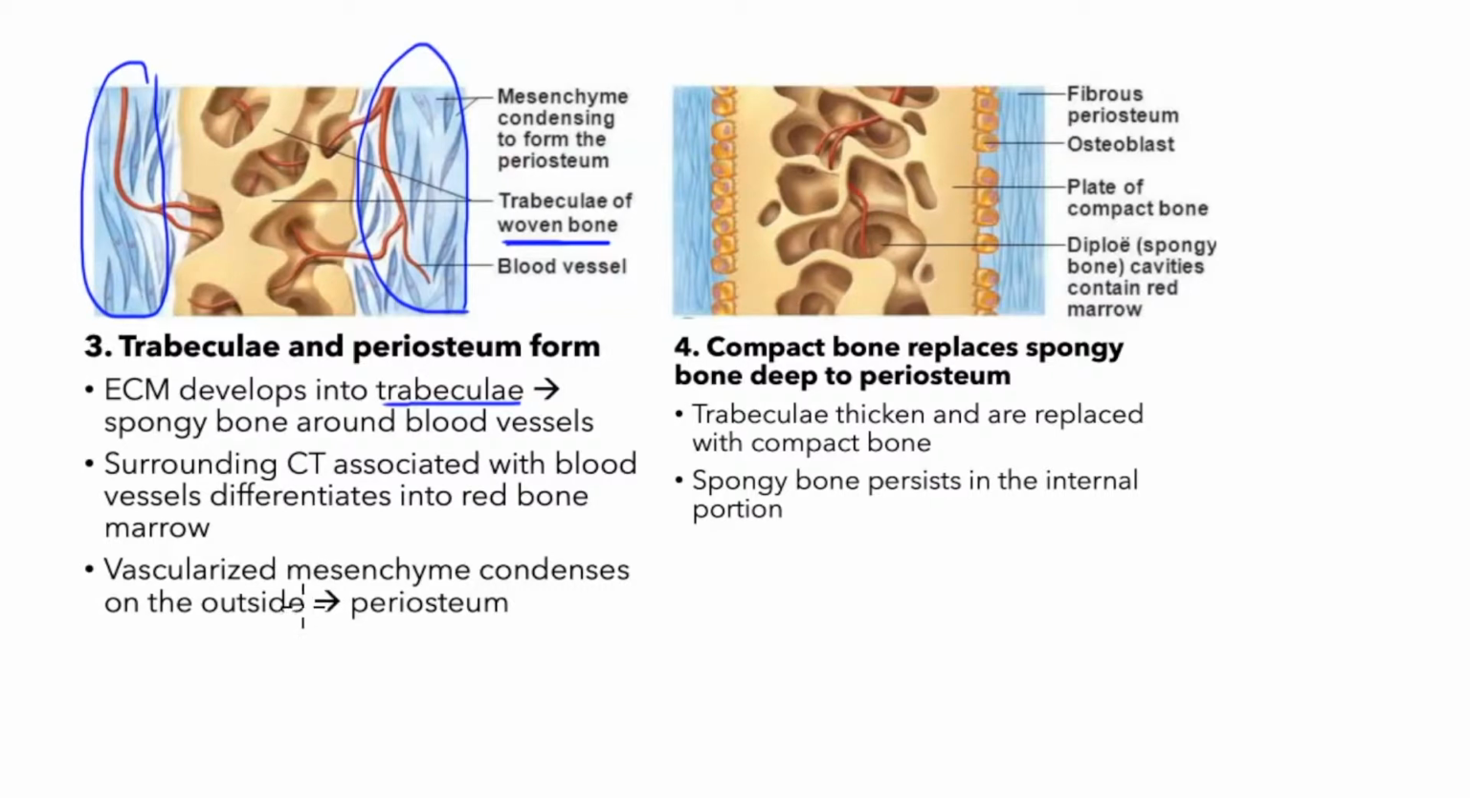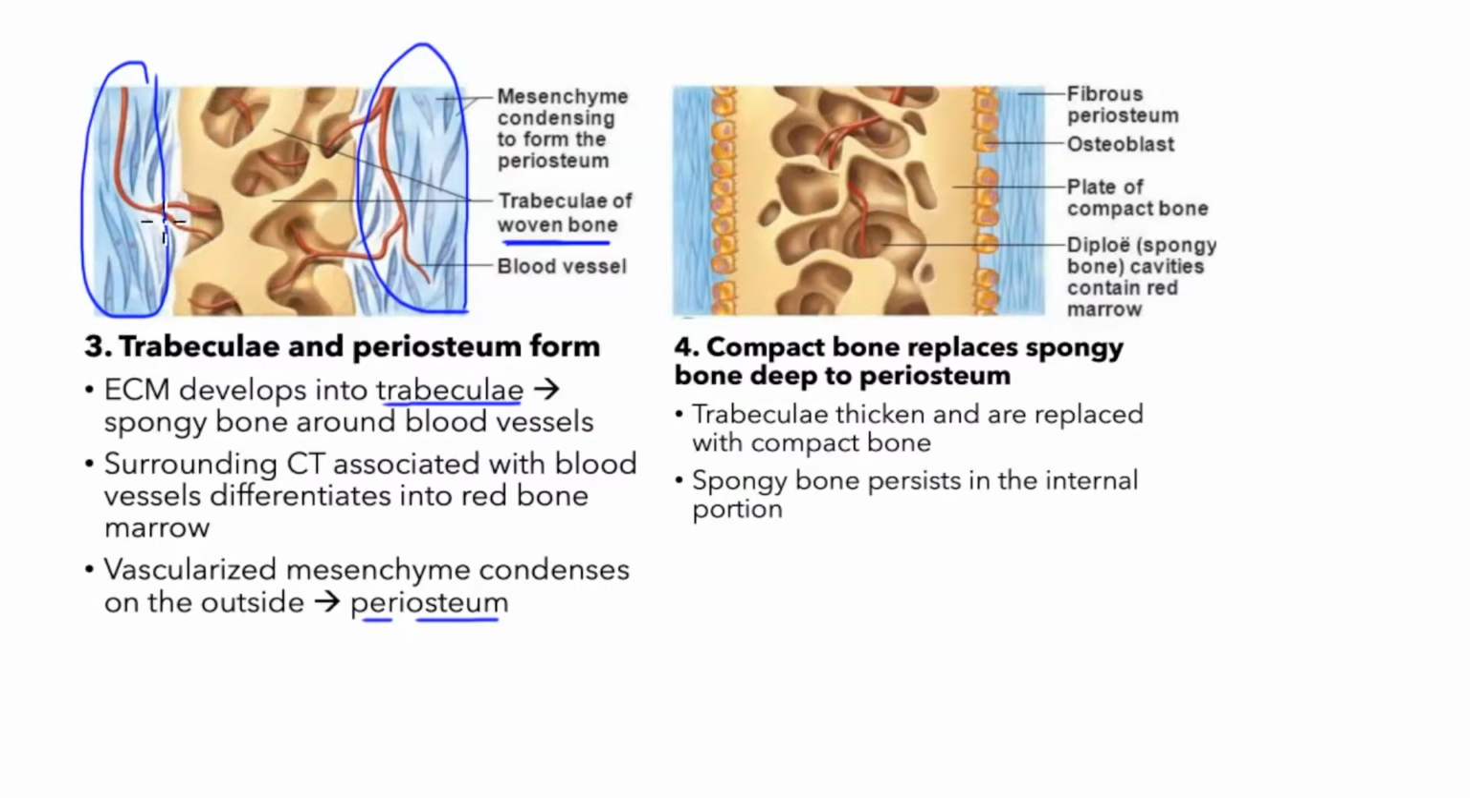Remember that peri means on the outside and osteum means on the bone. So the periosteum is the layer of connective tissue surrounding each bone. And then lastly, the compact bone replaces spongy bone deep to the periosteum. So on the outside of the layer here, you still see osteoblasts forming the bone and the trabeculae on the outside. So here, all of the bone is woven bone.